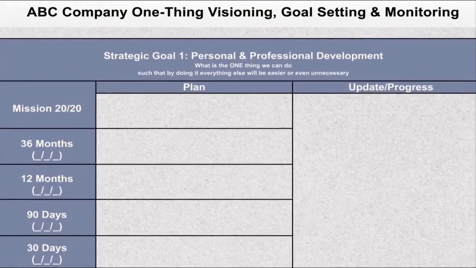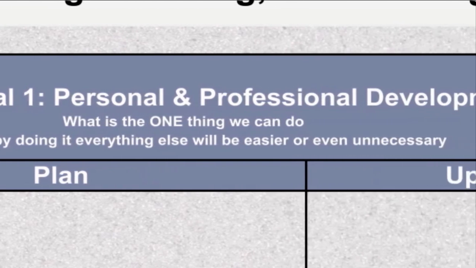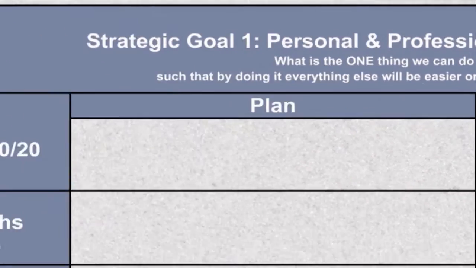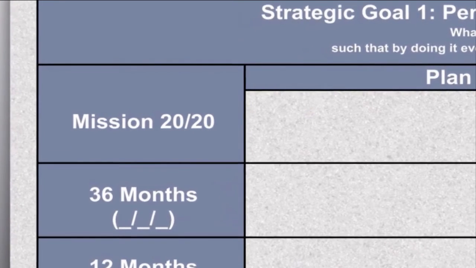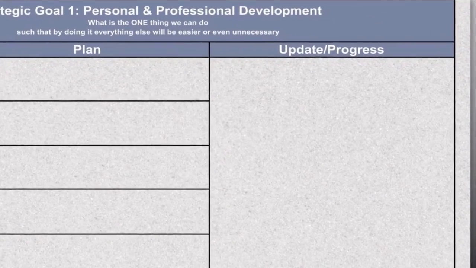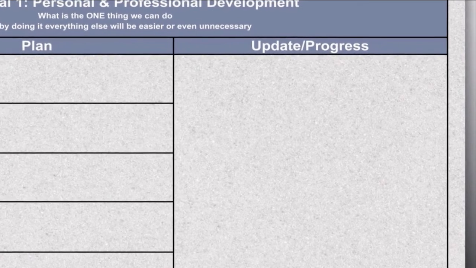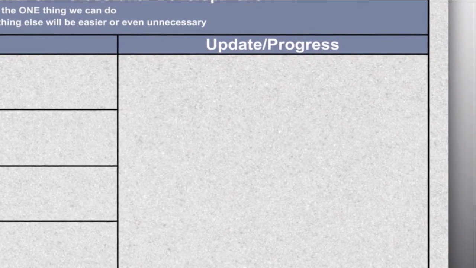So you can see in this slide, we talk about for a particular goal, so personal and professional development is the example that I put up there. We'd have a mission 2020 or mission 2025, whatever. It's 5 to 10 years out. We have a 36-month goal, 12, 90 days and 30 days. And then I have an update progress box where you have the opportunity for your monthly review to write down what was the update, what progress we made, what learning has taken place, and so on. So that's the model. It's very, very simple, very, very straightforward model.